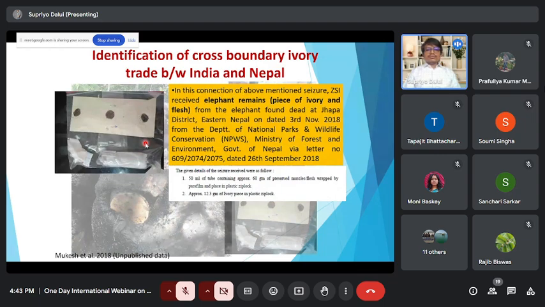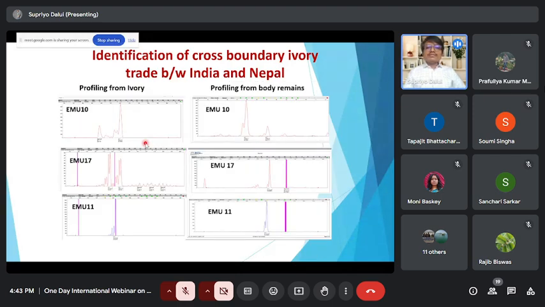We received formal letters from the Nepal government to pursue this case, and they sent us the sample of the elephant that was killed in Nepal. They sent us a blood sample and a tissue sample of the dead elephant. Based on that, we have the blood sample collected from the ivory that we received from New Jalpaiguri, and this is the profile of the body remains of the elephant that was killed in Nepal. So this is the genetic profile of these two samples.